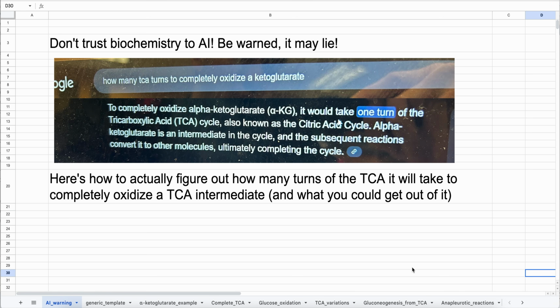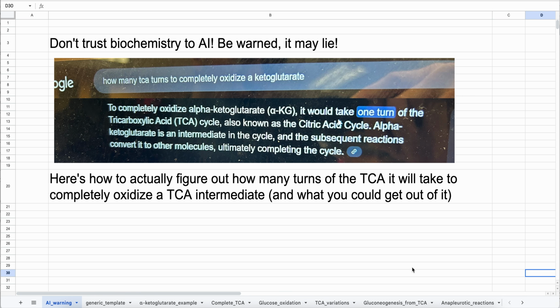Today, one of my students came across a great example of why you can't trust AI to know biochemistry. When asked how many turns of the TCA, so the citric acid cycle, would be needed to completely oxidize alpha-ketoglutarate, it said 1 turn. When, if you biochemistry it out, it's actually about 2.5.